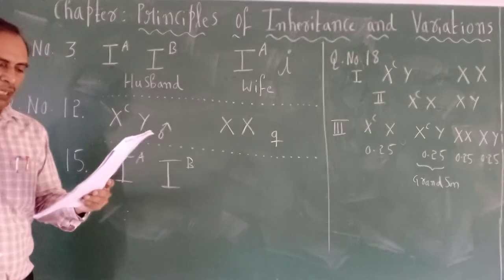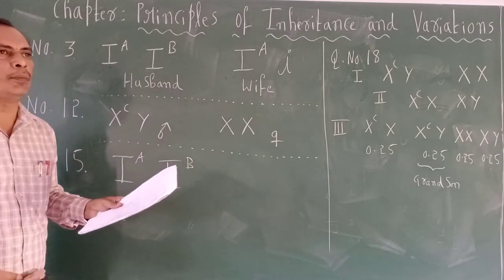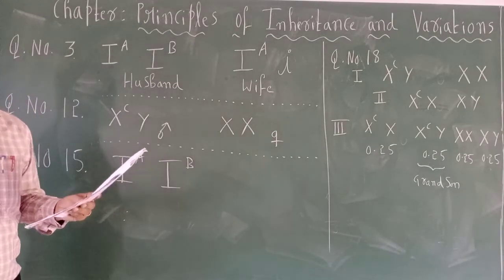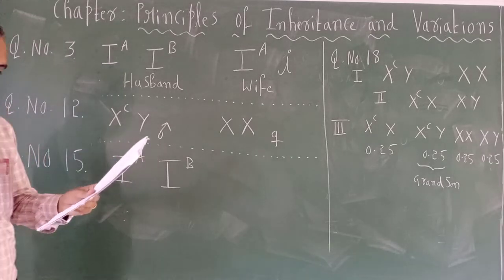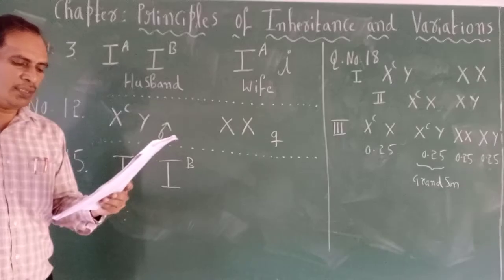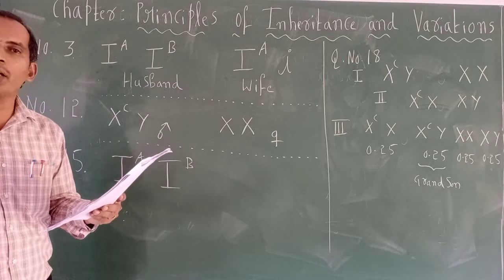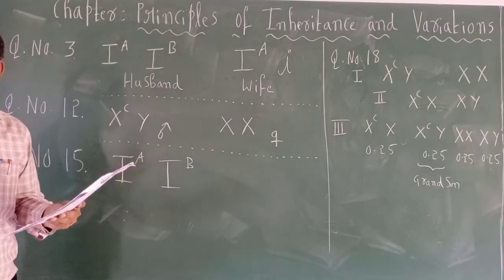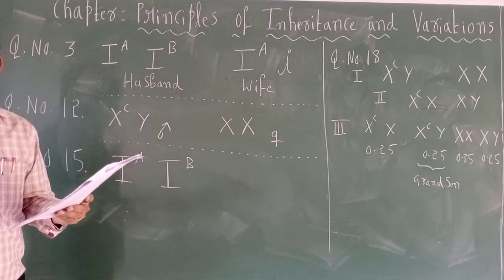Third statement: phenylketonuria is an autosomal recessive gene disorder. Yes, it is also a correct statement. Phenylketonuria is a gene disorder and it is an autosomal recessive gene disorder. Let us go through the fourth statement. Sickle cell anemia is an X-linked recessive gene disorder. It is a wrong statement. Sickle cell anemia is a recessive gene disorder but not an X-linked recessive gene disorder.